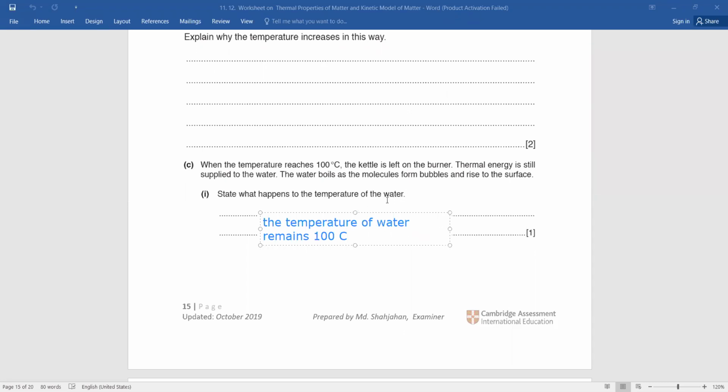If they are asking about the vapor, not the water, then what will be the answer? The temperature of vapor is higher than 100 degrees Celsius. Yes, it will be higher than 100 degrees Celsius because it is possible. But the water, as it is still water, will be 100 degrees Celsius only, because it is boiling. That means it is at boiling point. So is it clear now? Okay, now we are going to the next part.